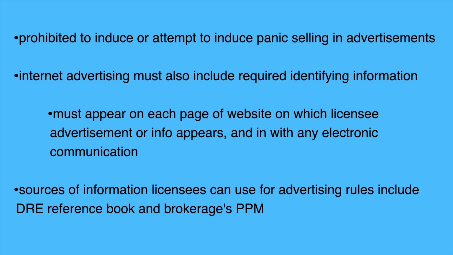Internet advertising must also include the required identifying information. It needs to appear on each page of a website on which licensee advertisement or information appears, and with any electronic communication. Sources of information licensees can use for advertising rules include the DRE reference book and the broker's Policies and Procedures Manual, also known as the PPM.